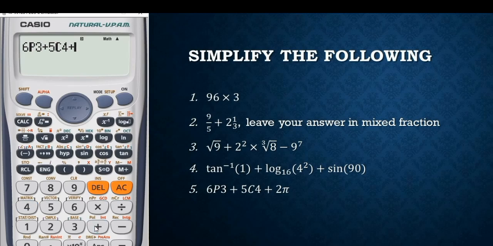So plus 2 pi. I tap on 2, and the pi button is located on top of the times 10 raised to the power x. So this is the pi button, and it is also yellow in color, which means I will have to use the shift to activate it. So I tap on shift, then I tap on this particular button. So I have successfully inputted the whole expression into the calculator. What is left for me to do is to simply tap on my equal to sign, and the calculator simplifies it for us. So this is our answer, 131.28.